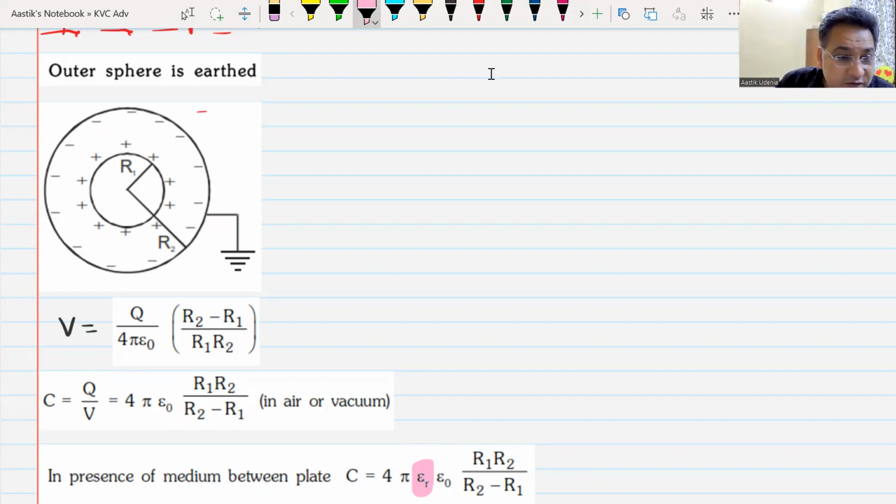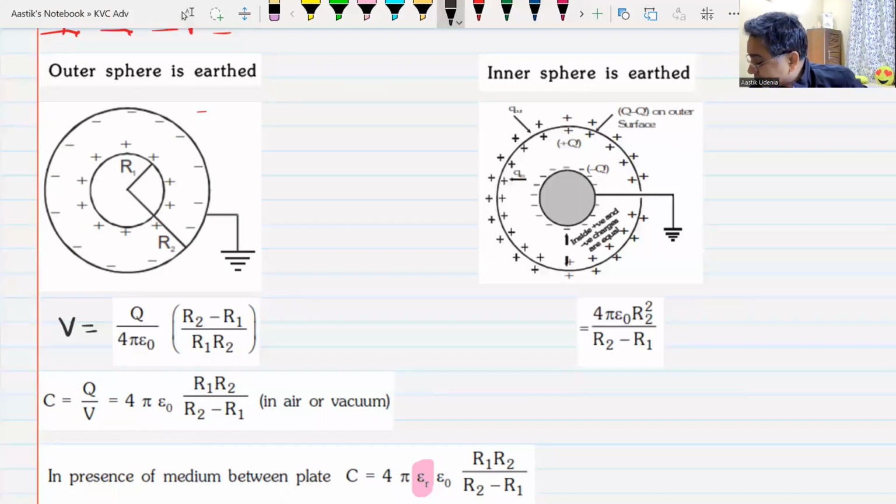You might not encounter a question, but just remember the capacitance of this would be given by this formula: 4 pi epsilon naught R2 square divided by R2 minus R1. How this comes? If time permits, I will tell you.